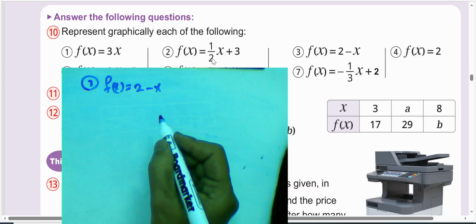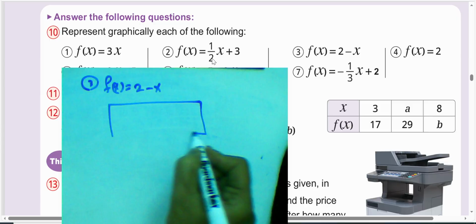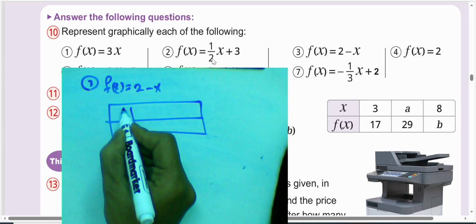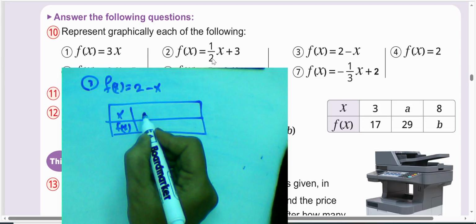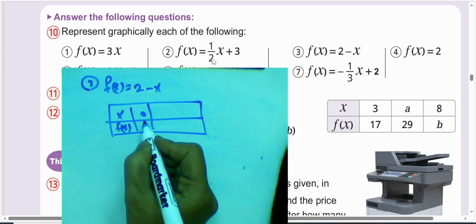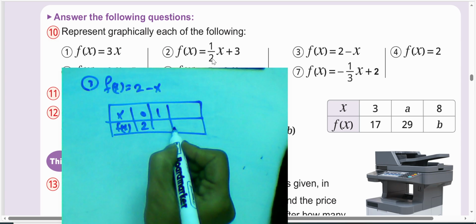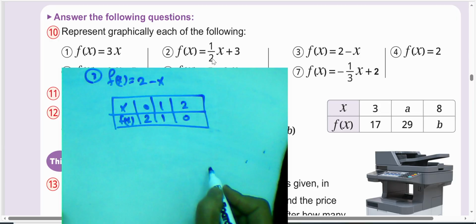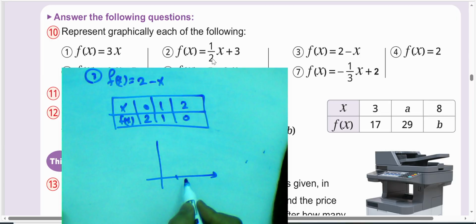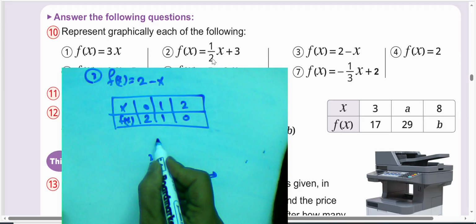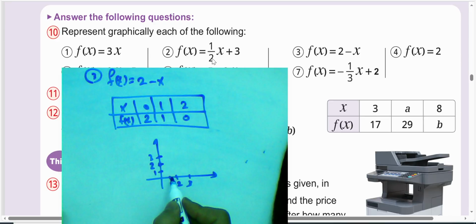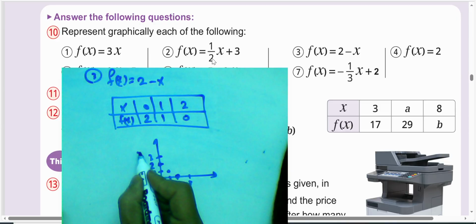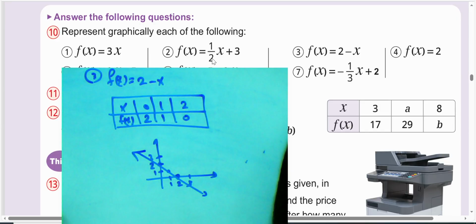We can draw the table like this and write x and the image f of x. Put x equals 0, 2 minus 0 equals 2. Put 1, 2 minus 1 equals 1. Put 2, 2 minus 2 equals 0. Then we can draw vertical 1, 2, 3, 1, 2, 3. 0 is 2, 1 with 1 and 2 with 0, then it's a decreasing function.